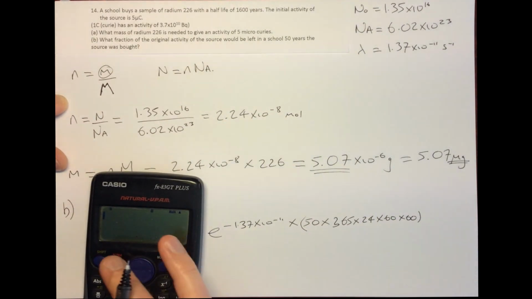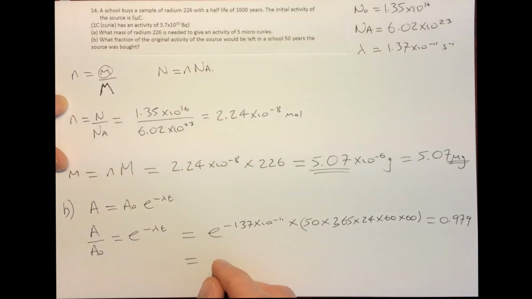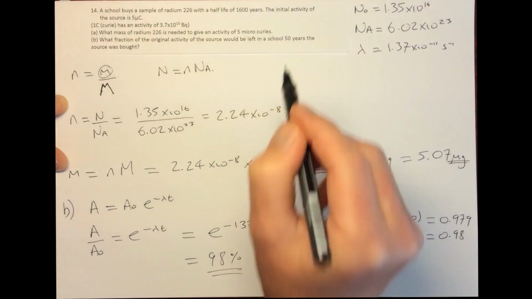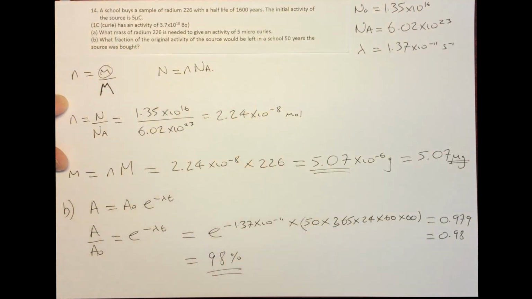So let's type in the numbers. Minus 1.37 times 10 to the minus 11, multiplied by 50 times 365 times 24 times 60 times 60. And there you go, that's going to give you 0.979. If you round that, that's going to be 0.98, so it's 98%. So 98% of the radium-226 remains after 50 years, which makes sense because the half-life is 1,600 years. This is significantly less than that. And there we go, that's question 14 done.